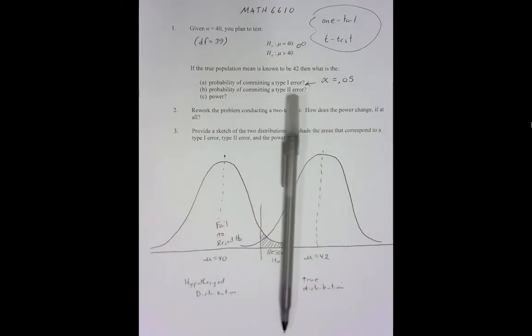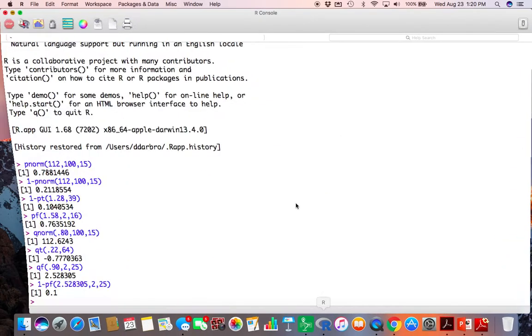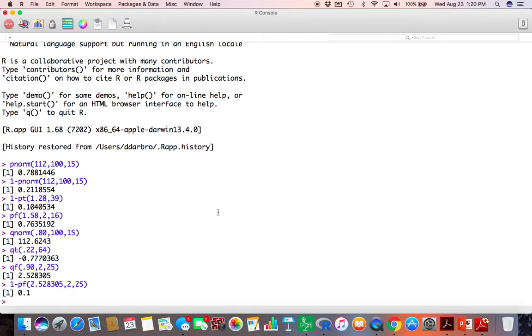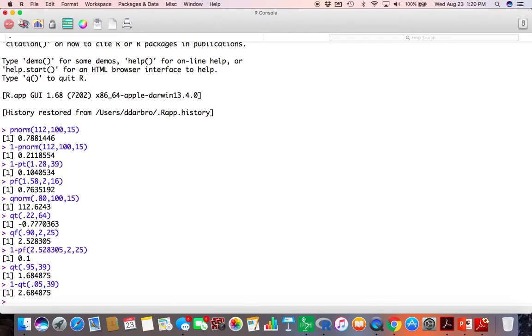Now I'm using the t-distribution, so what do I need to use? Well, I want QT. I want the area to the left to be 0.95. And I have degrees of freedom 39. Or if I didn't want to do it that way, I could do 1 minus QT, 0.05, 39.